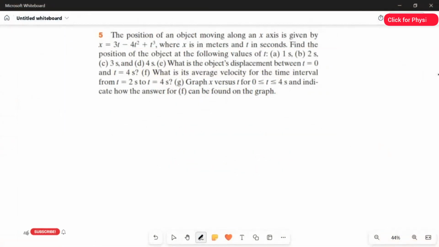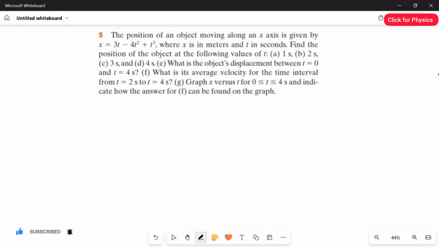Problem number 5. The position of an object moving along an x-axis is given by x equal to 3t minus 4t square plus t cube, where x is in meters and t in seconds. Find the position of the object at the following values of t. So that means we are going to find the position of the object for different time values.